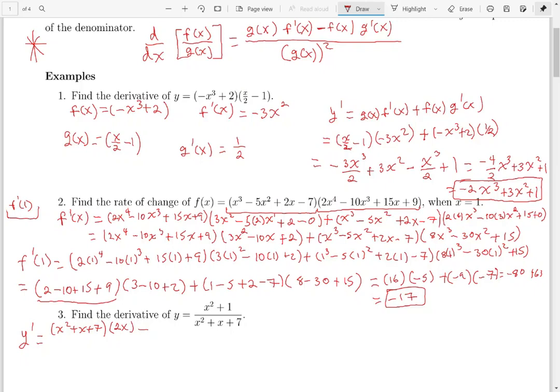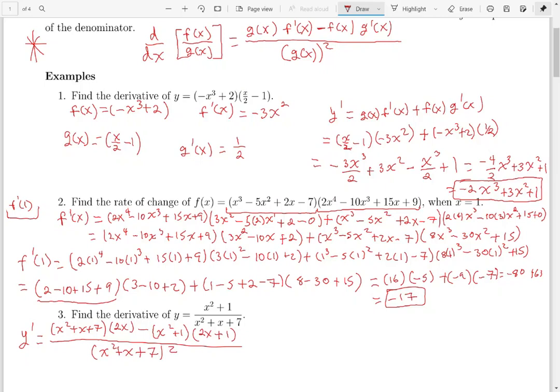Now minus the numerator, so that's going to be x squared plus 1 times the derivative of the denominator, that's going to be 2x to the first plus the derivative of x is 1, and the derivative of the constant 7 is 0. And so that's my new numerator for my derivative. Then over the denominator squared. So that's going to be x squared plus x plus 7, quantity squared.